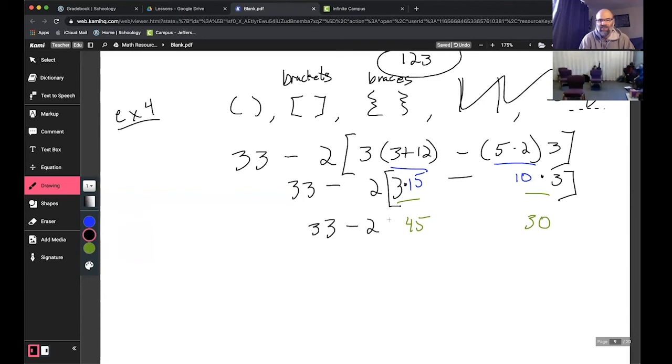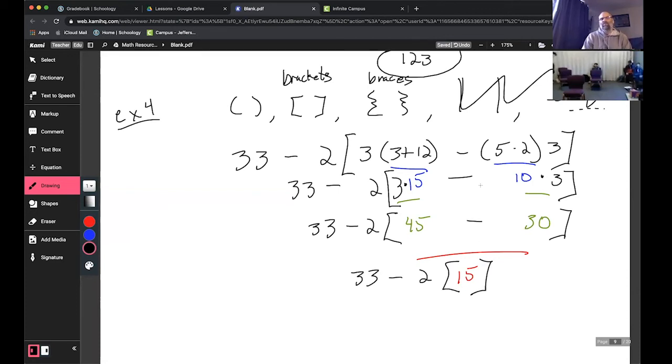33 minus 2 bracket. Good. Okay, so now I got a subtraction problem here. I'm still finishing inside of this bracket here. So that's okay. So do that. 45 minus 30 is 15. Everything else, I'm going to write the same. 33 minus 2 times. And now here's what most students do. You guys aren't most students, so don't do this. This is what most students do: 33 minus 2 is 31.